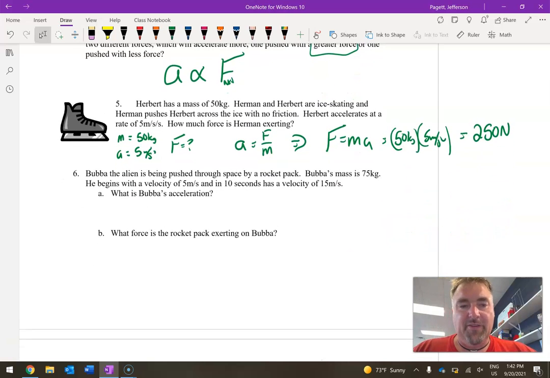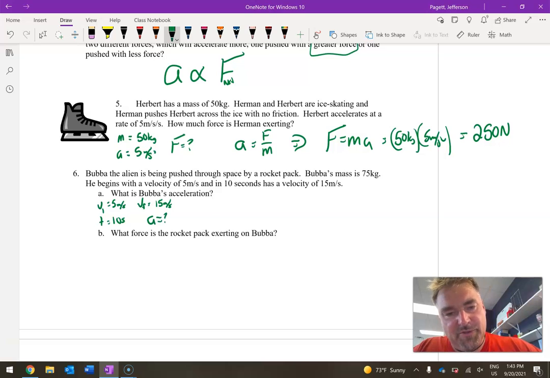Now we've got Bubba the alien being pushed through space by a rocket pack. Bubba's mass is 75 kilograms, begins with a velocity of 5 meters per second, and in 10 seconds has a velocity of 15 meters per second. What's Bubba's acceleration? So for this one, it's actually an old school one. We have his initial velocity, 5 meters per second, a time elapsed of 10 seconds, and his final velocity of 15 meters per second. And we're looking for the acceleration.